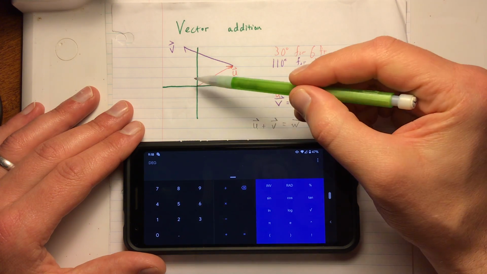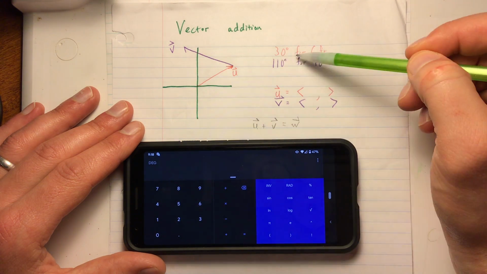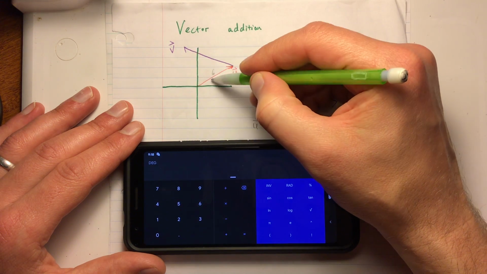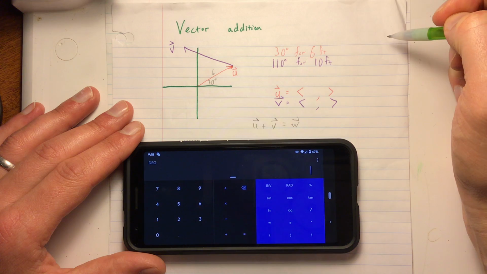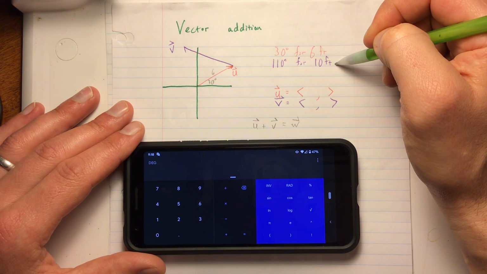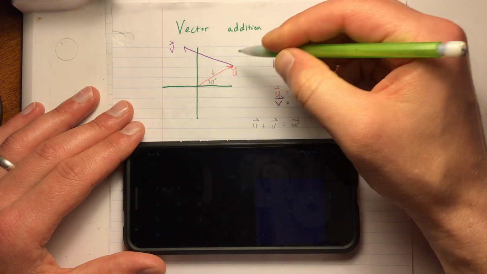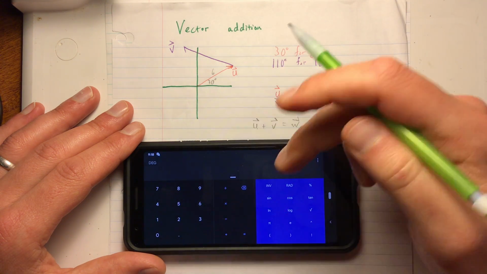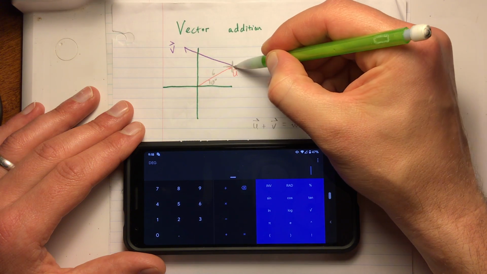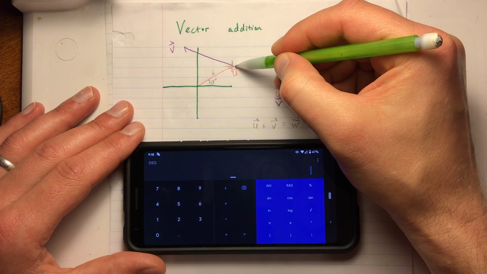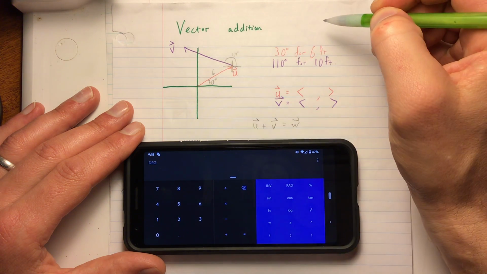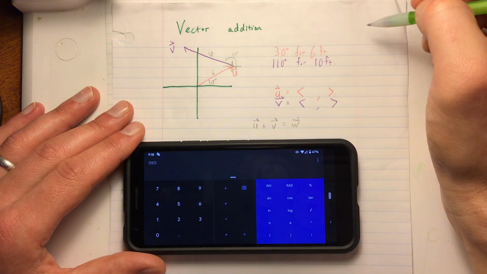So let's say we've got someone here, and they run 30 degrees for 6 feet. And then we get a new vector of 110 degrees for 10 feet. Each time, we kind of make a new coordinate system right there. We just start it new. And then 110 degrees, and they go for 10 feet.